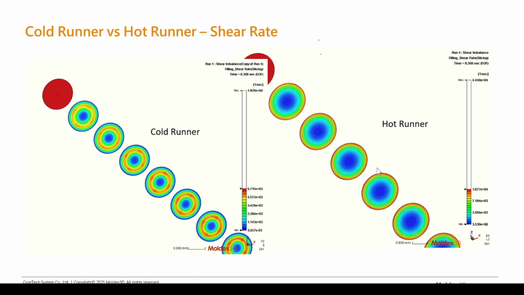And here's just a little bit better of a view, the slice through a hot runner for shear rate. In cold runners, you get the shear ring closer to the middle inside of that frozen layer, whereas on the hot runner, you get it right on the outside.